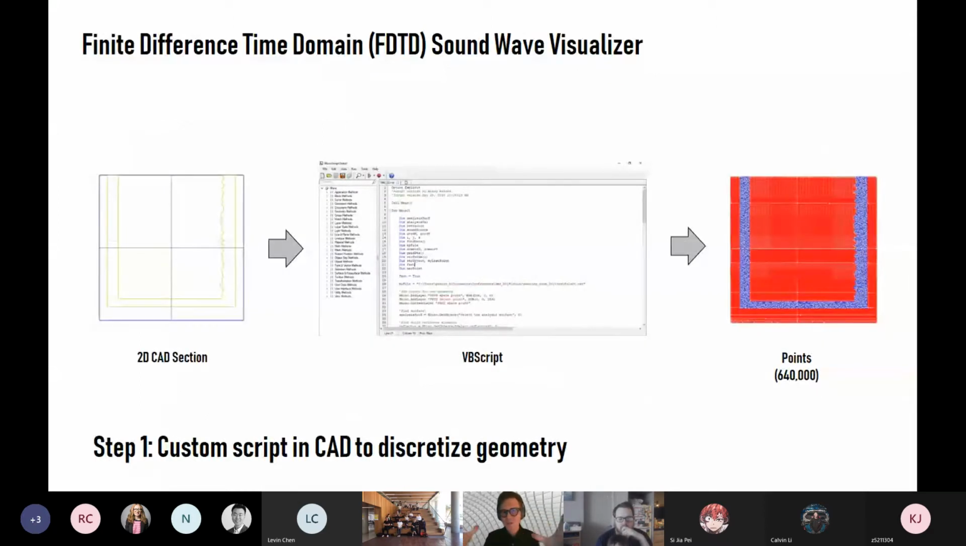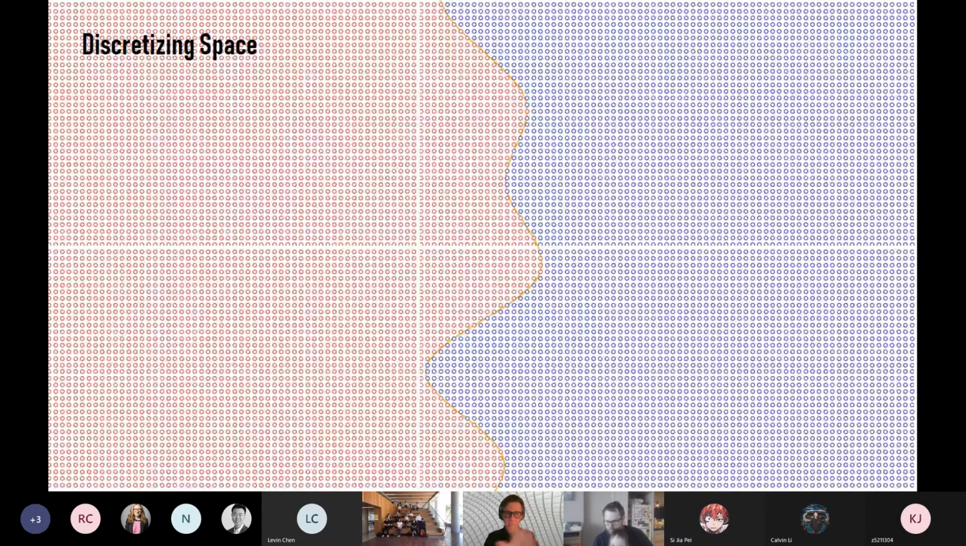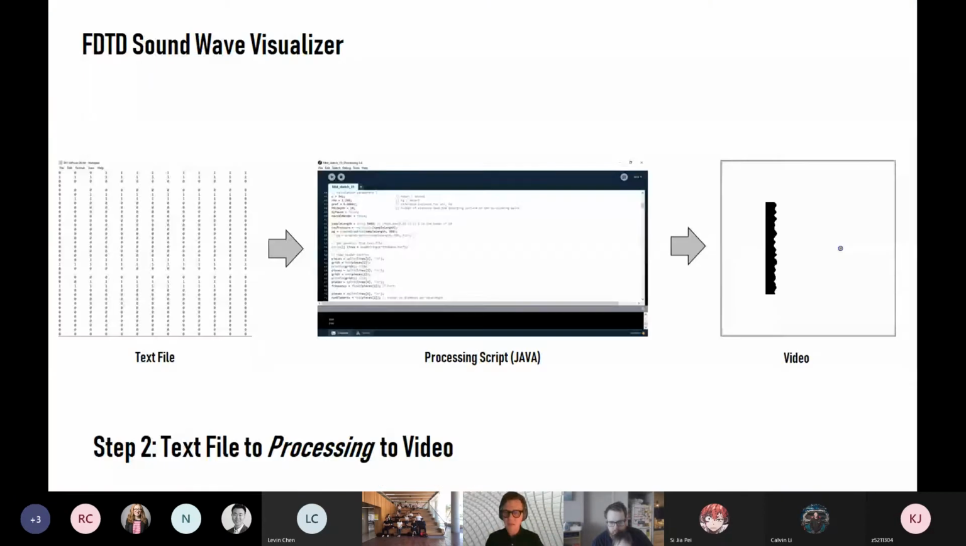And that's how this sound wave visualizer works. So it basically understands architecture in an entirely different way, right? It's much more akin to CFD analysis or something. So we basically take our architecture and discretize it into space. Here we're seeing solid versus void, the solid wall versus the air of architecture.